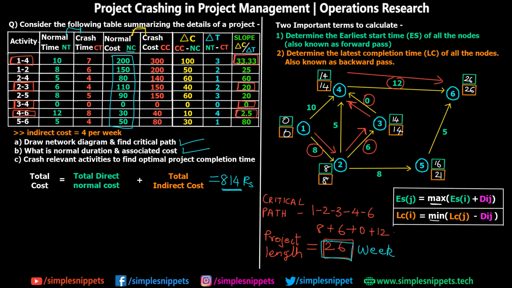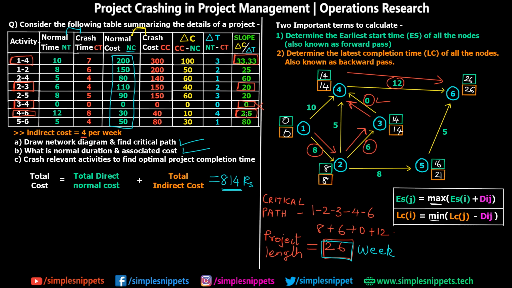After marking these slope values, the most important thing that we have to do for crashing is find the lowest value out of these, and that value also has to be lower than the indirect cost per week. I'll tell you why we have to do that. Right now, the lowest value is 0, but activity 3 to 4 has all its values as 0, which means that it is not even taking any time. It's taking 0 weeks. You cannot reduce 0 to some negative number, right? You cannot have negative time. So obviously we are not going to be selecting this ever.